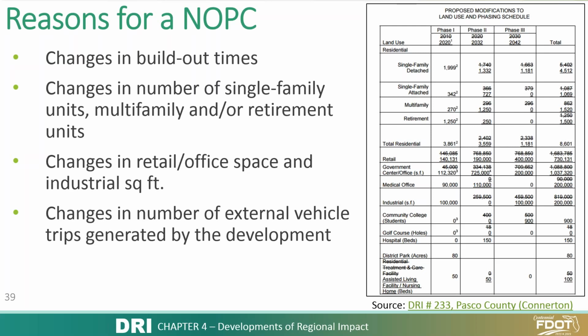And those changes can include changes in build-out times. They can move out or constrict their build-out times. Changes in the number of single-family units, multifamily, or retirement units. Changes in commercial or industrial square footage. Changes in the number of external vehicle trips generated by development, and many more. On the slide you see an example from the Connerton DRI, in which their proposed changes saw reductions in several residential areas, but increases in their commercial and industrial.